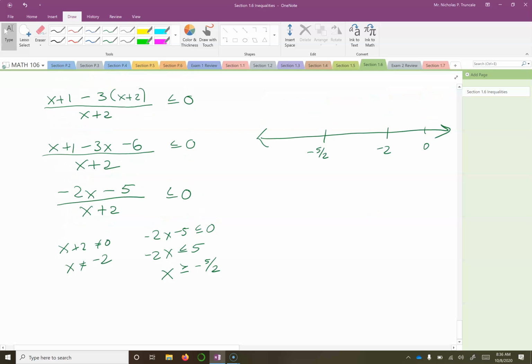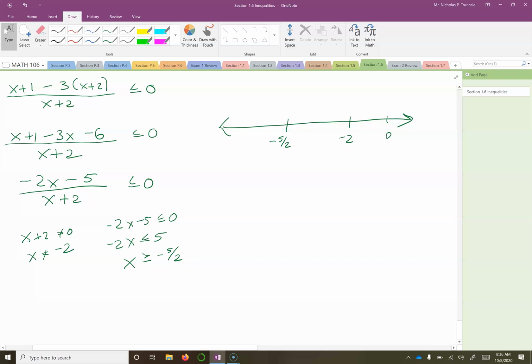Okay, so we have to look at some intervals here. Now we can ignore the 0 for the intervals. We're only going to have 3 of them. We're going to have negative infinity up to negative 5 halves. We'll have negative 5 halves to negative 2, and then negative 2 to positive infinity.